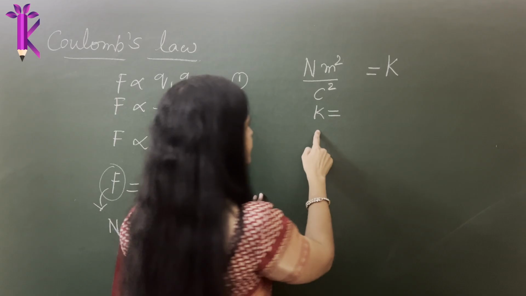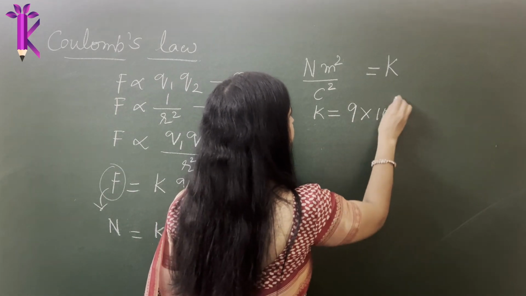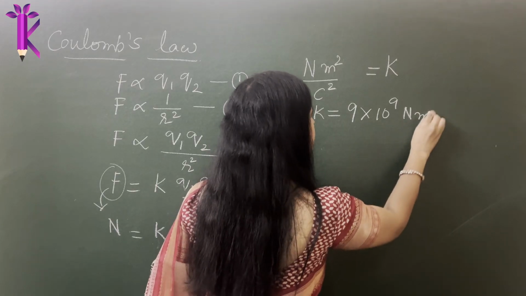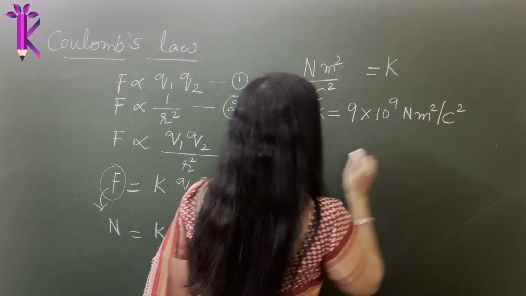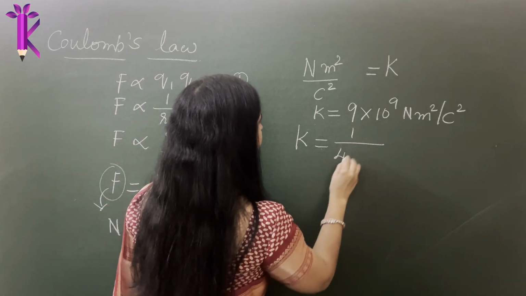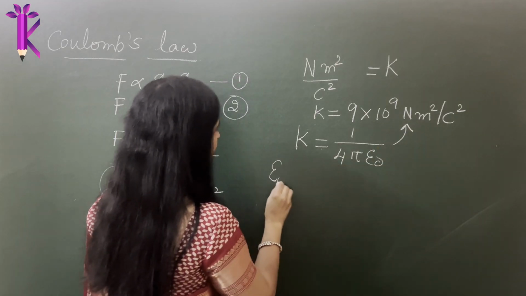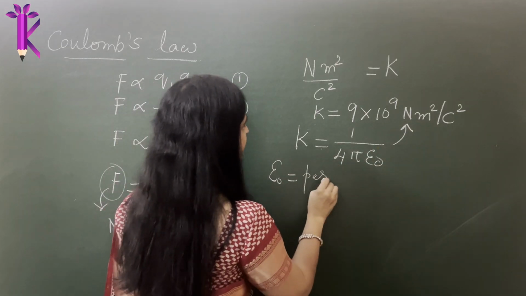So it was experimentally found that the value of K is 9 into 10 to the power of 9 Newton meter square per Coulomb square. Also, K can be written as 1 divided by 4 pi epsilon naught, which is nothing but this. What is epsilon naught? Epsilon naught is the permittivity of free space.